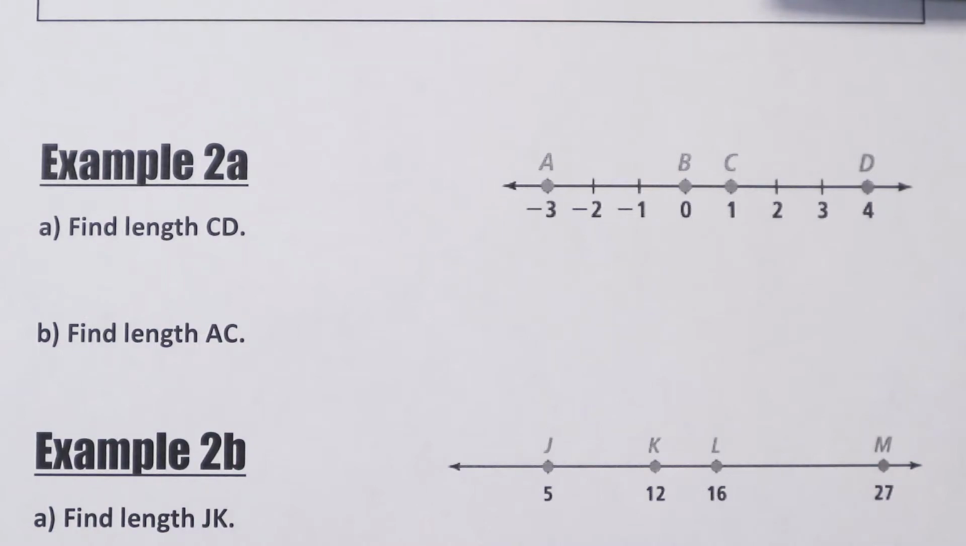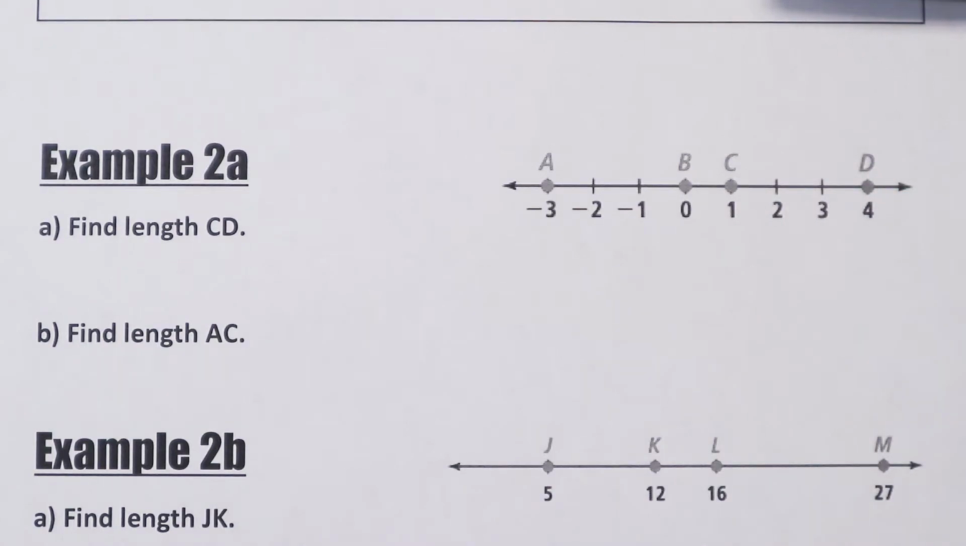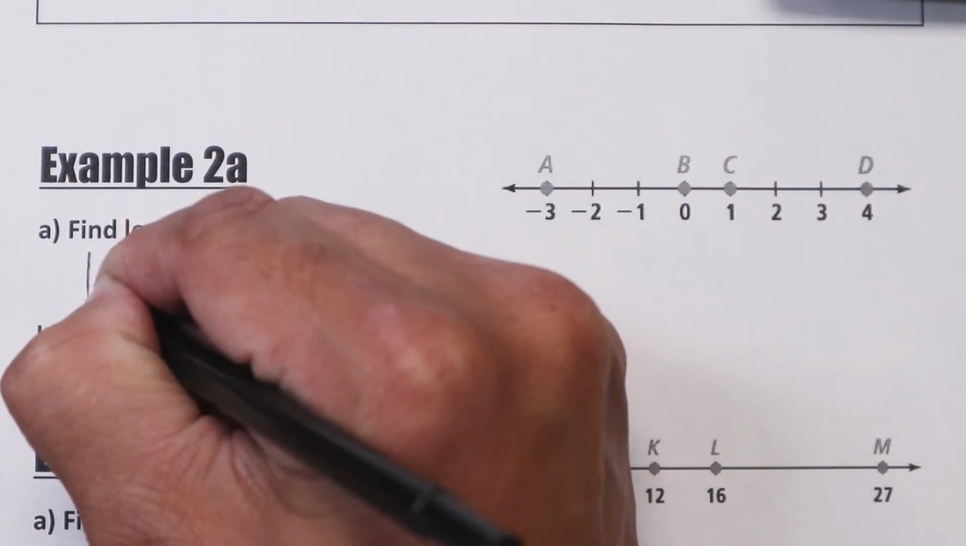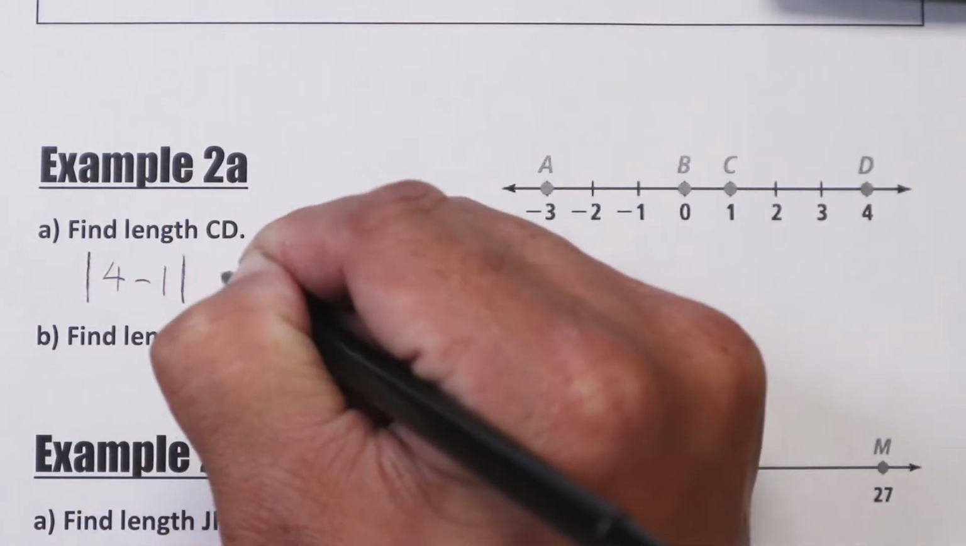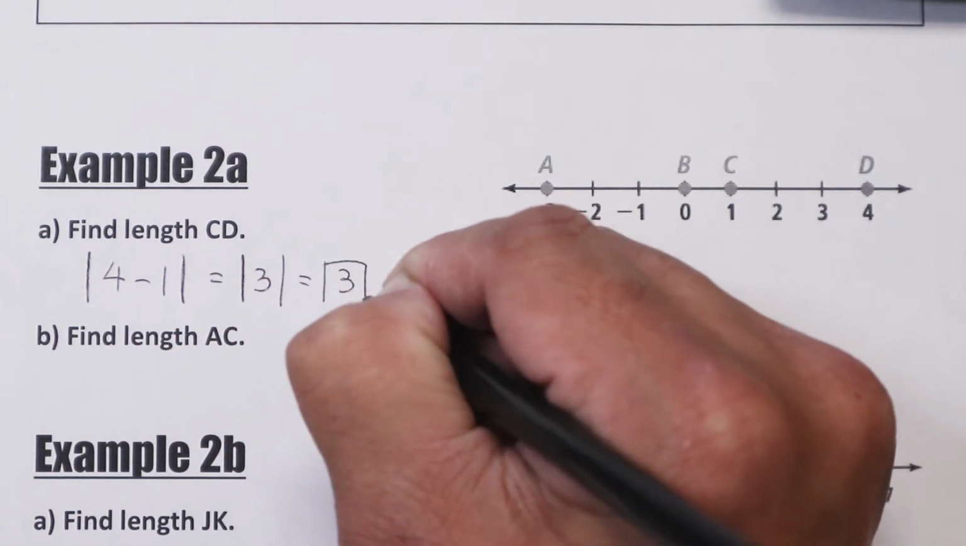Now, since you have a diagram with some tick marks, you could count the length. You could just say, well, that's 1, 2, and 3, so the length would be 3 units long. Now, to show work, you're going to just subtract these 2 numbers. So you're going to put absolute value of 4 minus 1, which is pretty much the absolute value of 3, or it's going to be positive 3.